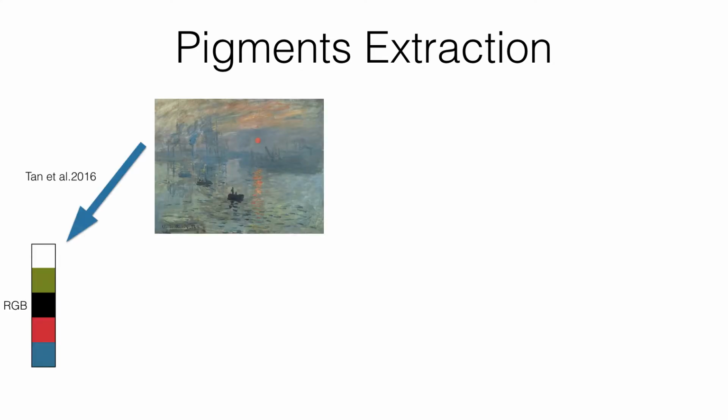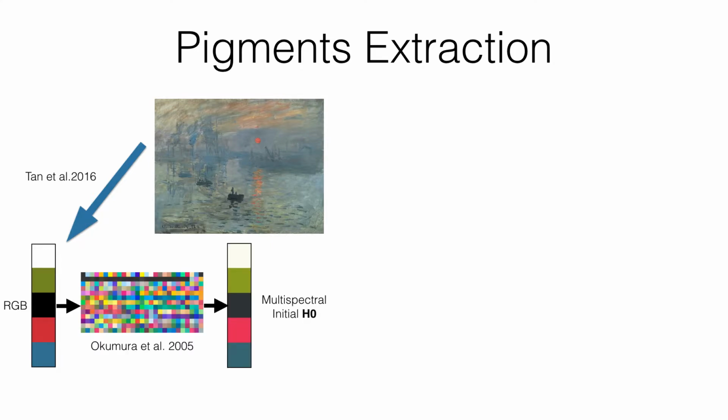We use the 2016 simplified convex hull method to extract a small size RGB palette. We search a database to find the closest RGB entry in the database for each RGB palette color and return the corresponding pigment parameters as our initial pigment H0. We use a multispectral pigment database from Okumura 2005, which contains only 26 acrylic pigments' absorption and scattering parameters. We interpolate every pigment pair by half-half mixture to expand the database.